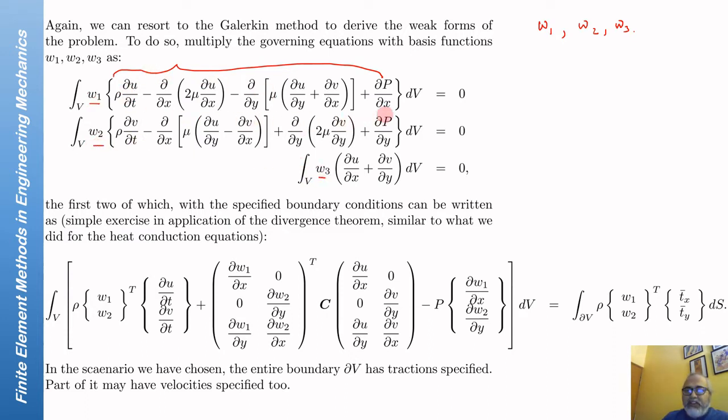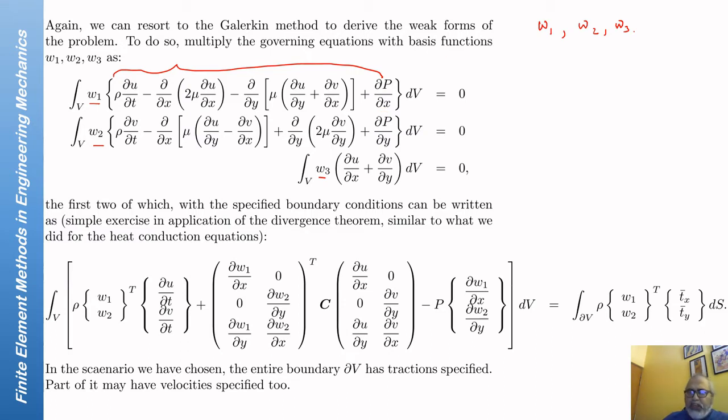So the term inside the parenthesis is equal to zero. If you multiply it by a function, it remains equal to zero. If you integrate it over the volume now, it still remains equal to zero. And these are the three equations that are the starting points of our weak form.